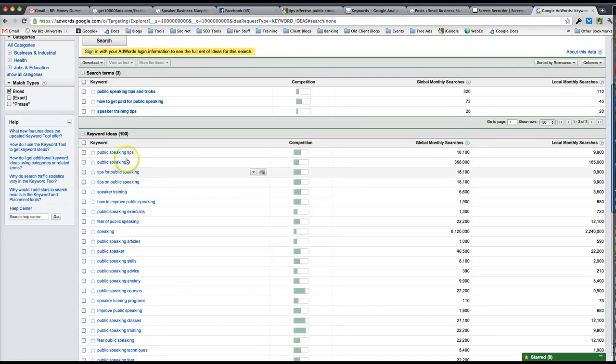Now, I will tell you a secret. They're exactly the same. It's counting 18,000 for this, for tips on public speaking and tips for public speaking. It's giving all of those the same weight. But because I can change those words around, I may be able to get ranked for one of the different variations. And then I'm going to talk about something specific with that.